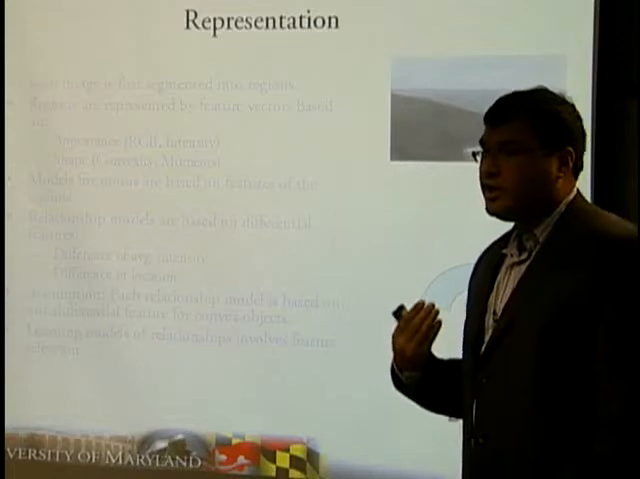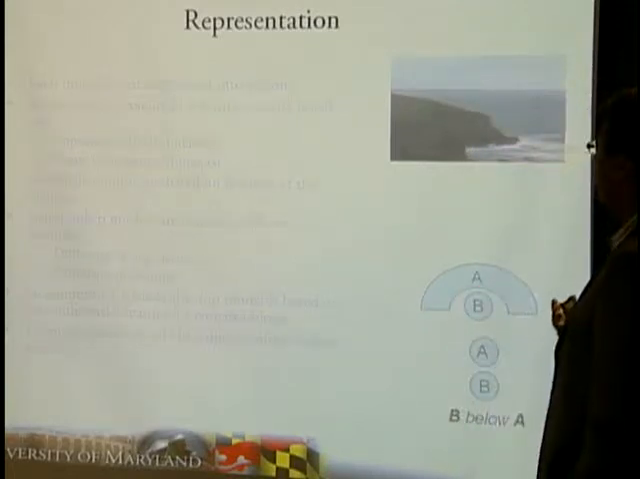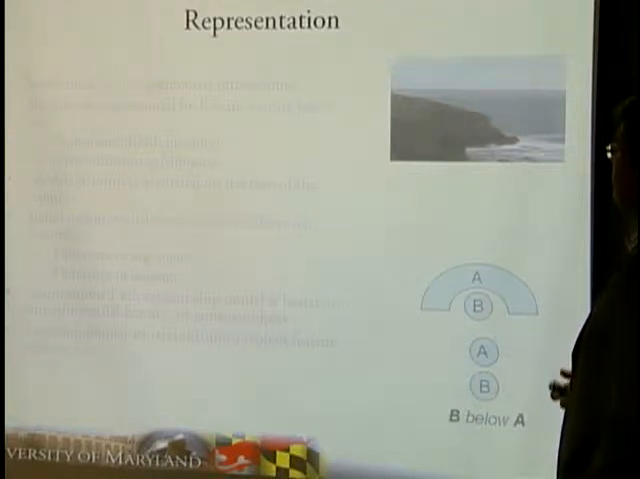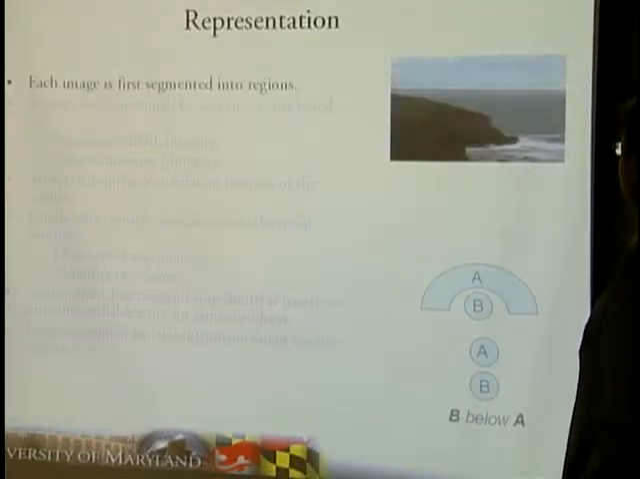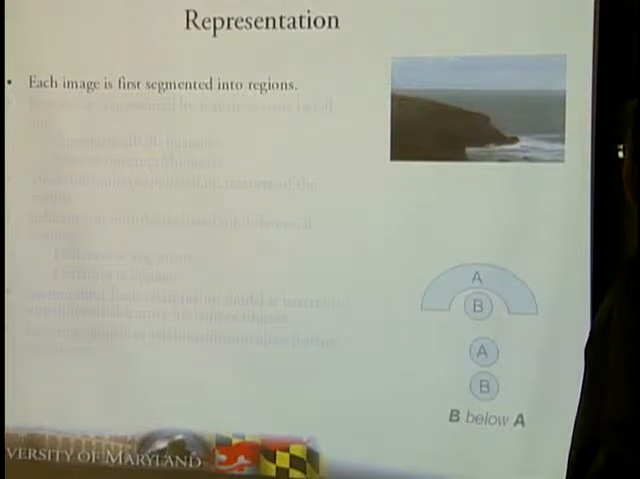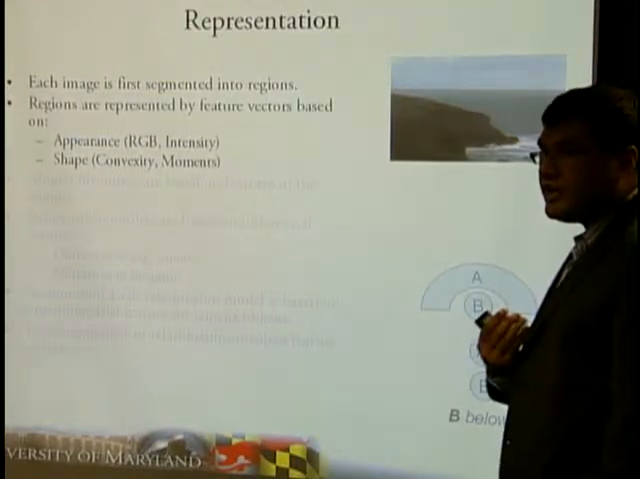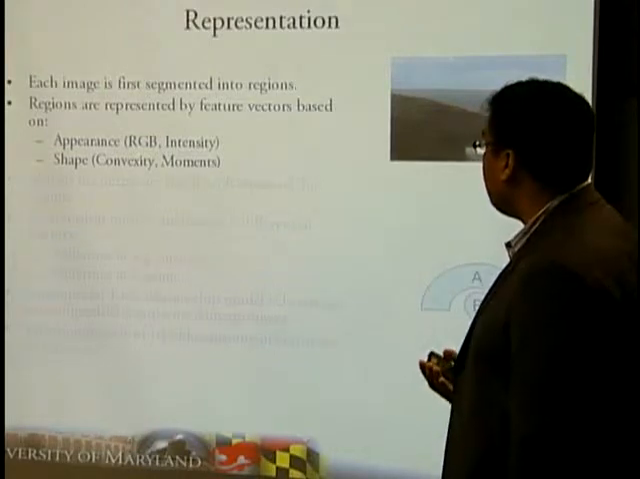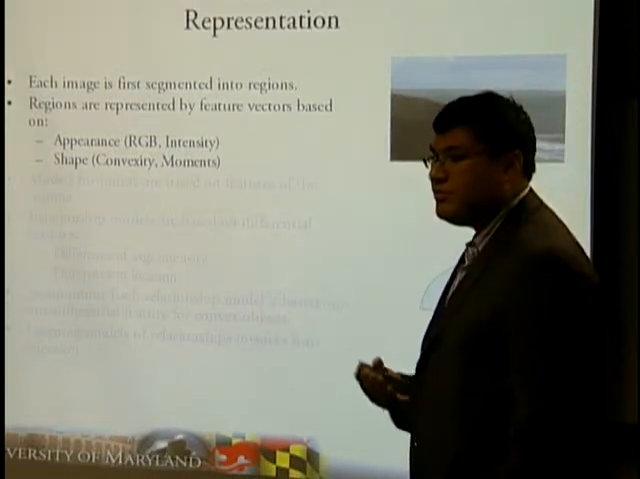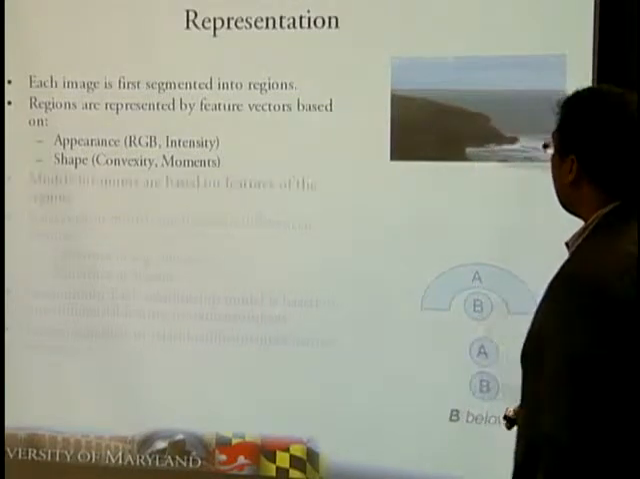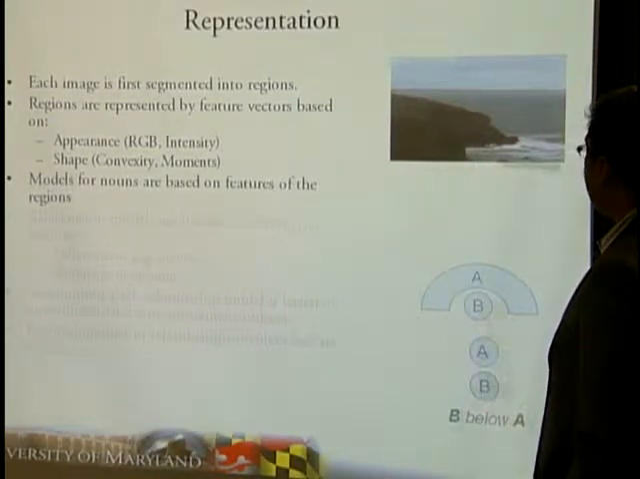So before going into details of how I would learn the noun and relationship models, I would first talk about some representation issues. Each training image is first segmented into regions. Each region is represented by a feature vector based on appearance and shape. For example, we can use mean RGB values, mean intensity values, convexity, moments of inertia, and so on. Now, models of nouns are based on features of the region.